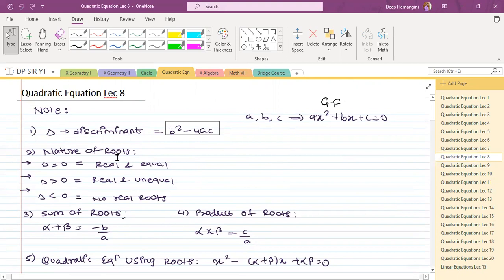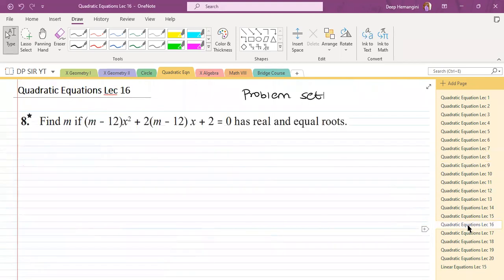Has real and equal roots, no? Means delta is equal to 0. Please be very sure with this. 8 lectures ago, we have completed it. And if you feel that you don't remember, I would strongly suggest please go through the lecture again. So let's begin with this question, find m. Whenever we come across such a question, I would suggest start with comparing it with the standard form and finding the values, okay? So let's start the question.